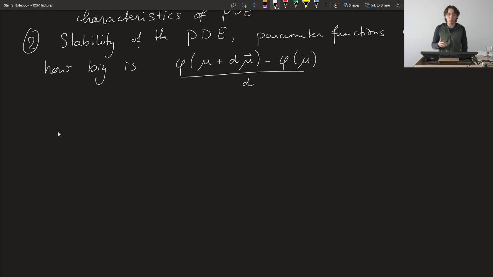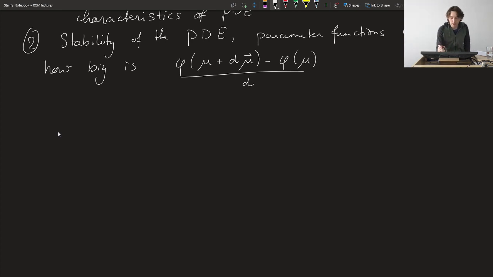And just to be clear, mu is a tuple of a whole bunch of values, right? This is not one specific value here. In the example of the blocks, these were all the stiffnesses and all the Poisson ratios combined into one object, mu.